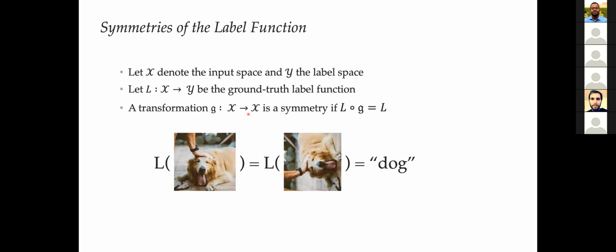And we will say that G is a symmetry of the label function if, remember the definition, it leaves this thing unchanged. So if we precompose L with G, that is to say we first apply the transformation and then we compute the label, that should be the same as just computing the label right away. If this holds, we say G is a symmetry of this label function. So we know many symmetries like this in problems like computer vision: rotating, translating images, scaling them, etc. Typically doesn't change the label.